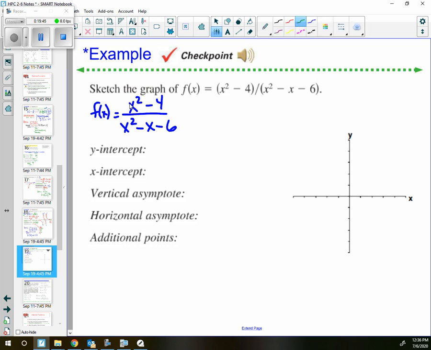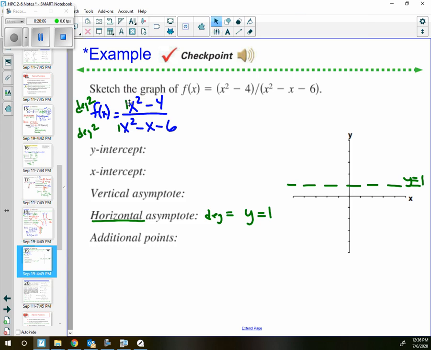Okay, so take a peek at the degrees. The degree in the numerator is 2. The degree in the denominator is also 2. Okay, what does that tell you for horizontal asymptotes? The degrees are equal. So what does that mean? That means it goes to the ratio of the leading coefficients. So 1 over 1, it looks like we should have a horizontal asymptote at 1. So for a lot of people, that's kind of one of the easier things to identify right off the bat.